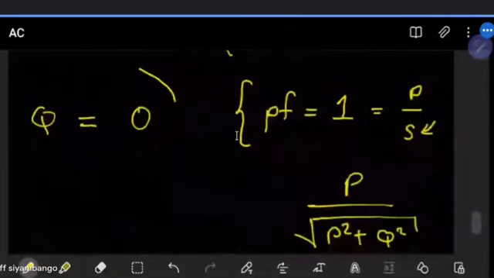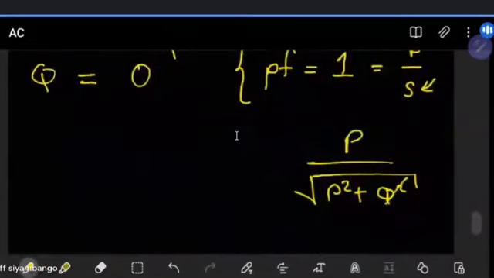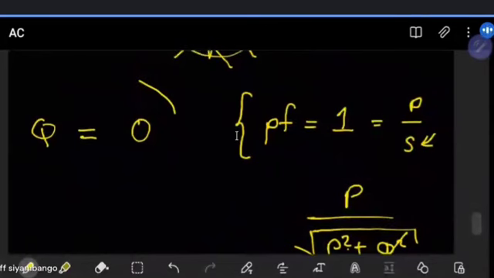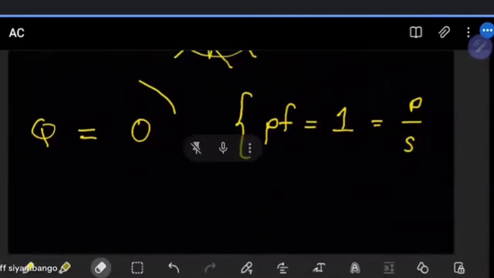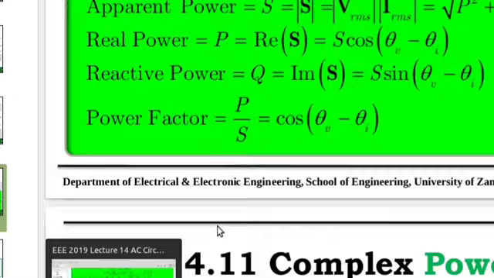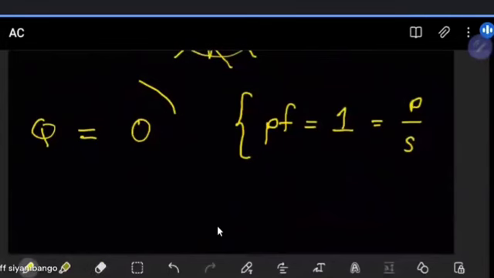Now, if Q is zero, it means that this part is zero. So you only have root P squared, so you end up with P over P. So because of that, when Q is equal to zero, when the reactive power is zero, the power factor is going to be 1. That can be a useful thing to remember in certain situations, depending on the question that you're dealing with. Okay, let's look at the next property.